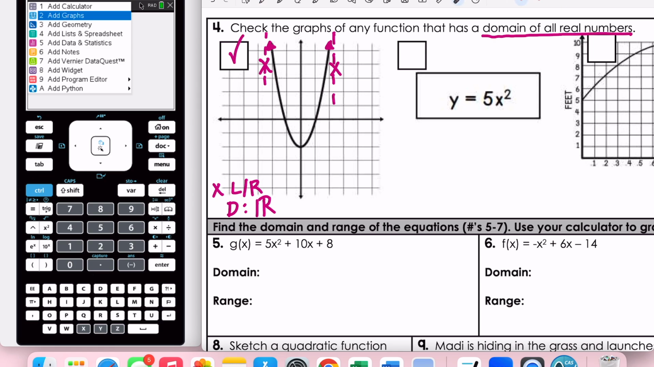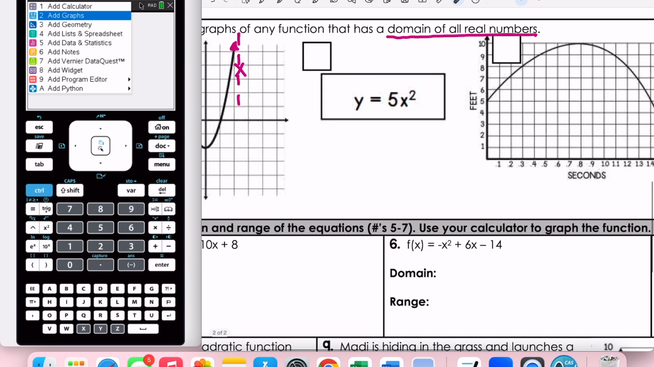Guys, I hope that you've been able to observe that 9 times out of 10, whenever we are dealing with the quadratic function, it is always going to have a domain of all real numbers as long as it is not a real world example, talking about feet or time or distance or anything like that. So as long as it's a graph like this and you have arrows on both ends, it will always be all real numbers.